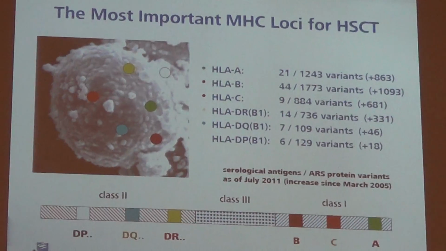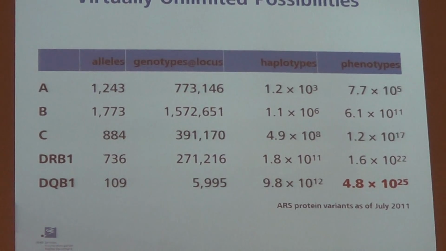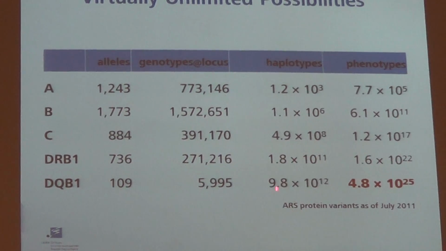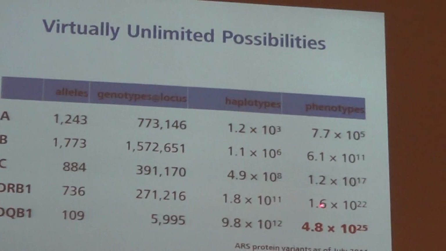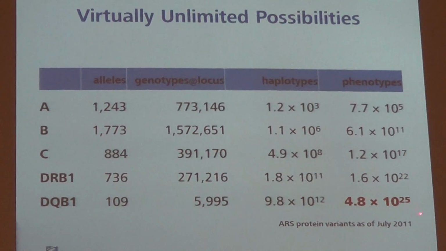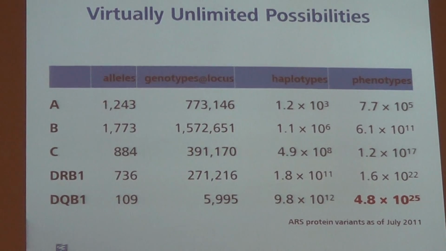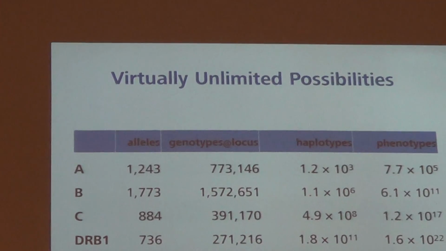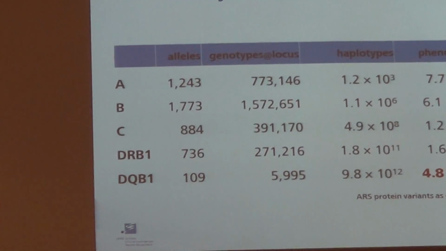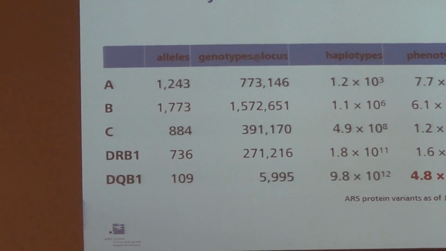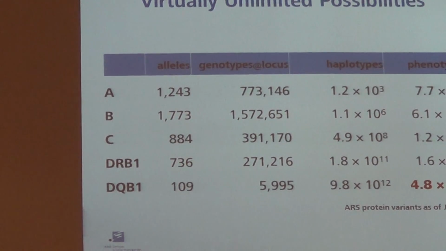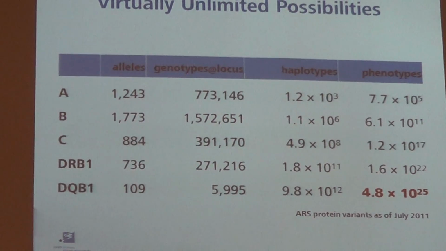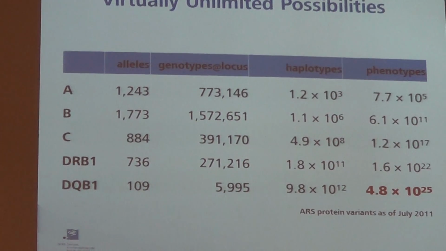And if you translate that into real numbers of genotypes at one locus, possible haplotypes, and possible phenotypes, you end up with numbers which are well beyond the population of the Earth. So you have HLA combinations which are frequent and those which are rare, and the vast majority of HLA combinations which are theoretically possible do not exist on the globe.